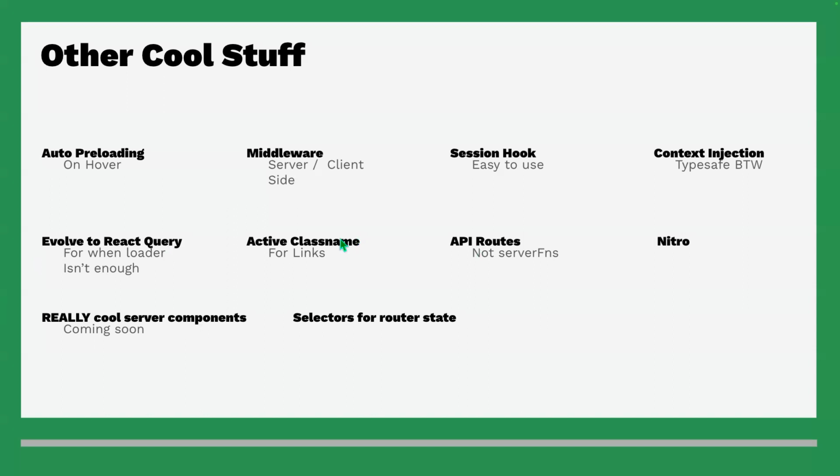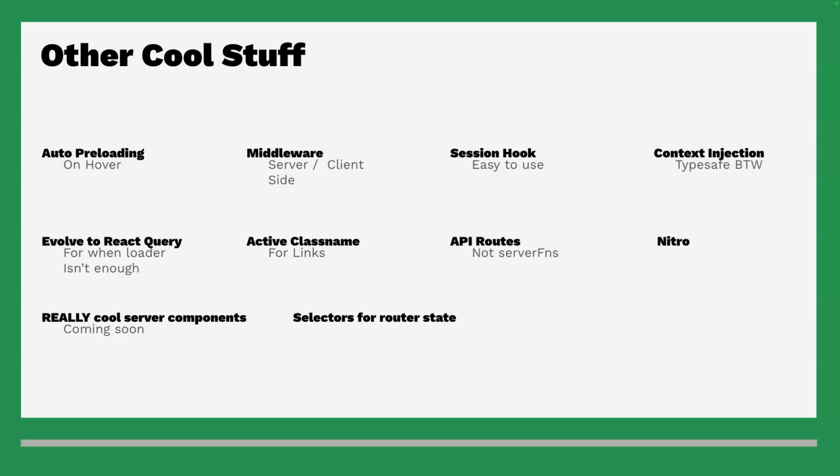Also active class names. So this is just another little nice DX thing. Anytime you have a link, they give you an active props that you can call on it. So that way, let's say you want to make it look a certain way, it's really easy to pass in.